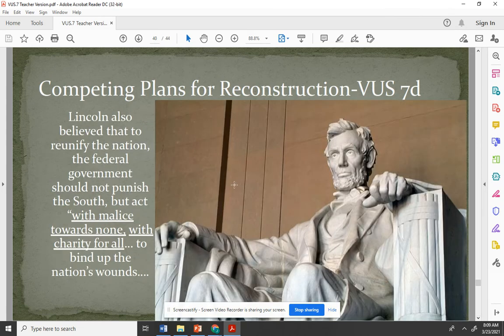even though Lincoln believed that to reunify the nation, the federal government should not punish the South, but act with malice toward none and with charity for all to bind up the nation's wounds. Lincoln is all about forgiveness, okay? That's why he's only wanting to do this quickly. He's not wanting to punish. He doesn't want to send people to jail. He doesn't want to execute them. He does not think that that is going to solve anything and make people satisfied.